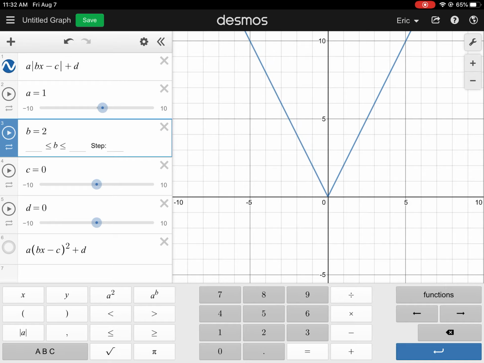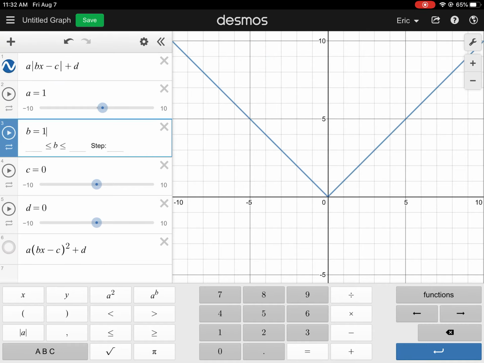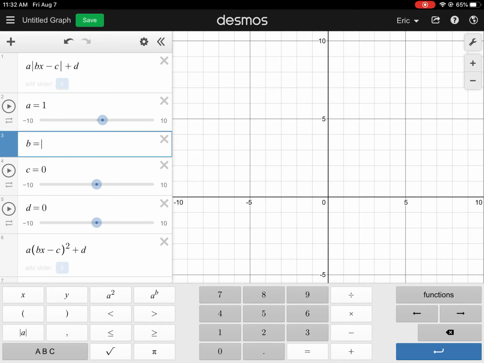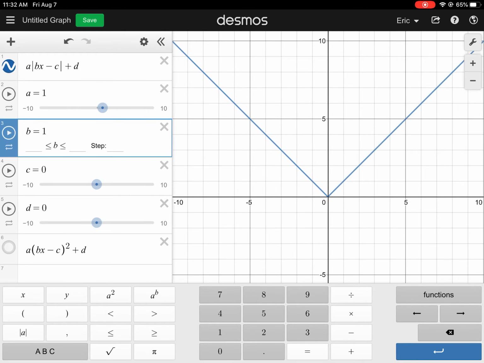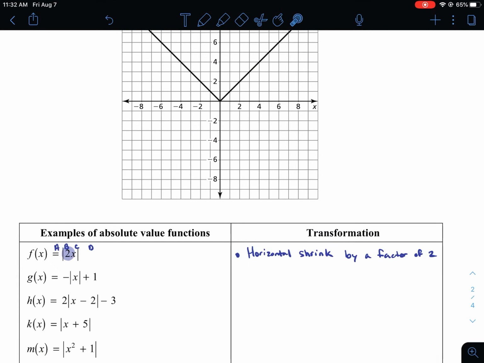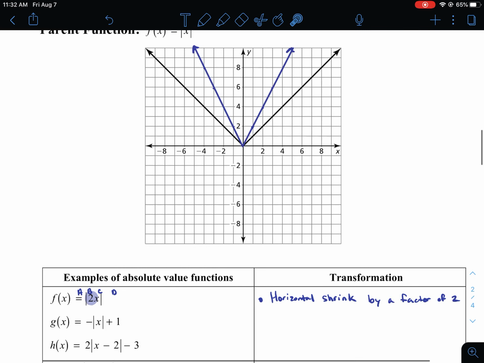Okay, you can use Desmos or your graphing calculator to verify that what you said is in fact true, and I recommend doing that. Let's just show you 1 there, so we can change that again. 2, 1, 2, 1. So you can see that change. So what it ends up looking like here is that we've made it skinnier, steeper. That is a horizontal shrink, or the same as a vertical stretch.